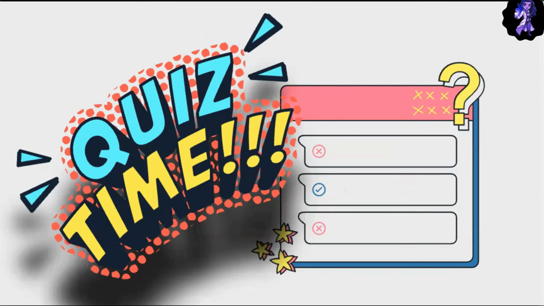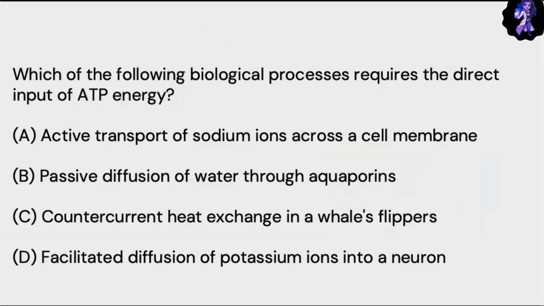Now let's take a moment to see if we can complete a quiz and see what our answer is. Take a moment and pause this video while reading this question. Once completed, let's review together. Okay, now that you're done reading the question, let's read the question together, which basically says, which of the following biological processes requires the direct input of ATP? Is it A, active transport of sodium ions across the membrane, specifically a cell membrane, B, passive diffusion of water through aquaporins, C, countercurrent heat exchange in a whale's flippers, or D, facilitated diffusion of potassium ions in a neuron?